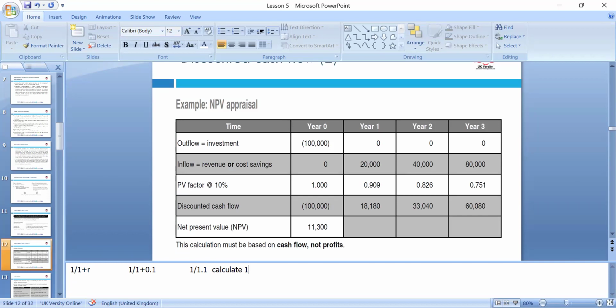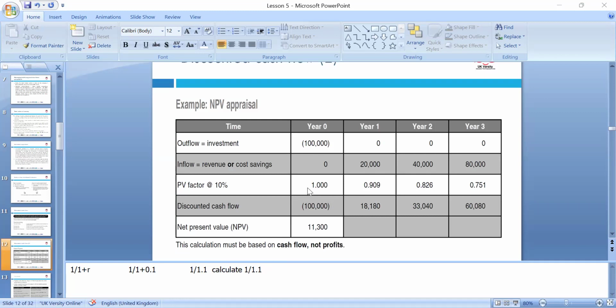Yes, 1 divided by 1.1. When we say 10%, it means 0.1 in the formula. And if we do that, what answer comes? 0.909, yes, if you do rounding. You're right, well done. So that's your 0.909, whatever is on your calculator. If you carry on dividing by 1.1, next year will come to 0.826 approximately.